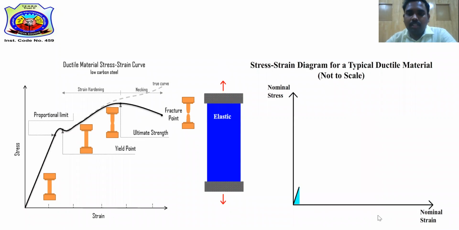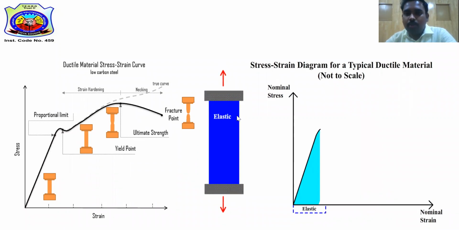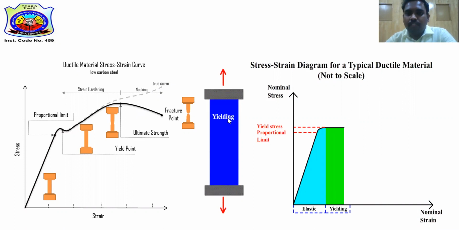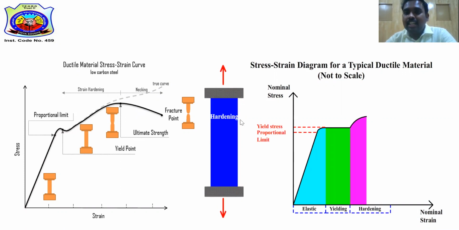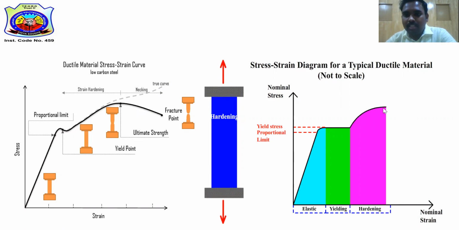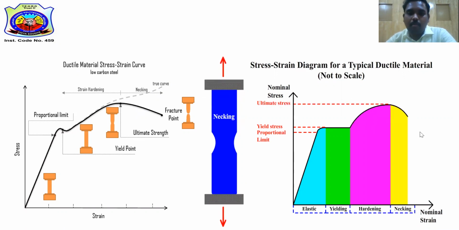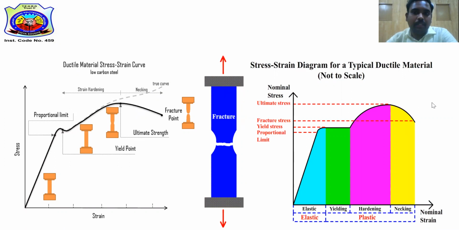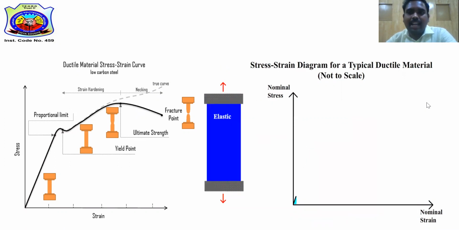So this is what I have shown in the previous slide. See this elastic region, once it crosses the elastic region, it goes to yielding. After yielding, it goes to hardening, then it reaches ultimate stress, then necking, then finally it breaks into two pieces. This is the stress strain diagram for ductile materials.